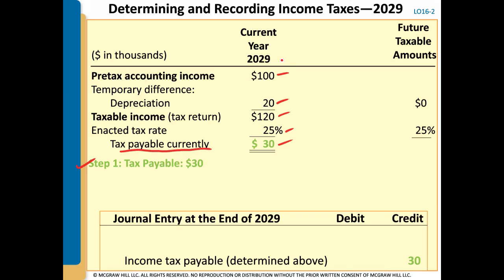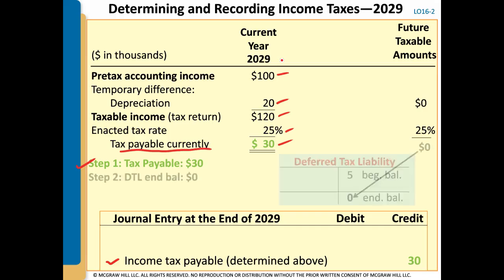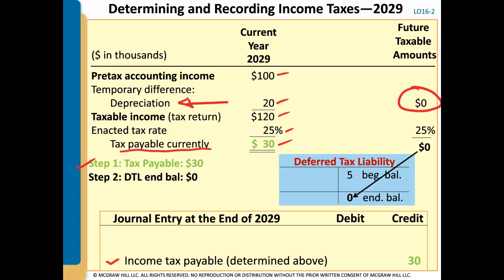So step 1, record your taxes payable. So I'm going to credit income tax payable of $30. Step 2 is record your ending deferred tax liability. Well, now I have 0. Remember, we're just isolating this temporary difference related to this depreciation.